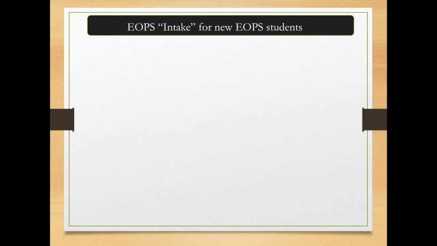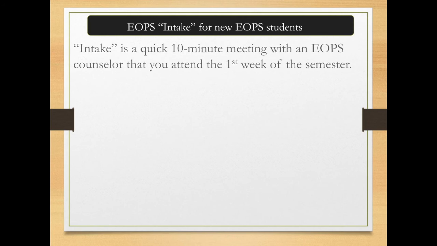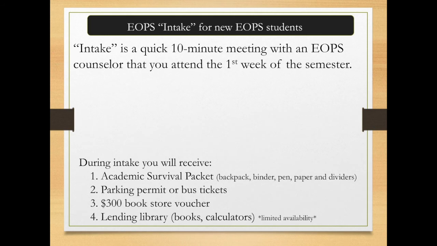Okay, the next step in the process is called EOPS intake. Intake is a quick 10-minute meeting. It's not a counseling session, right? We're not really going to be talking about your classes and your goals. This is going to be the last step where you sign some paperwork and we officially get you registered for EOPS. This happens during the first week of the semester. During this intake process, you're going to receive what we call an academic survival packet. We give you a full-size backpack, binder, pen, paper, and dividers.